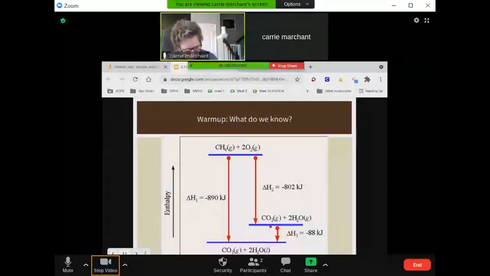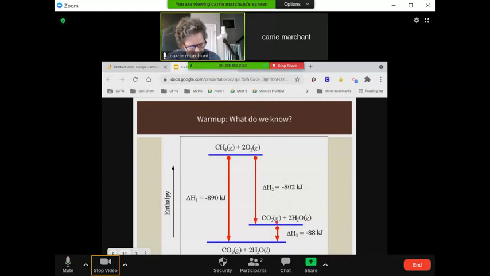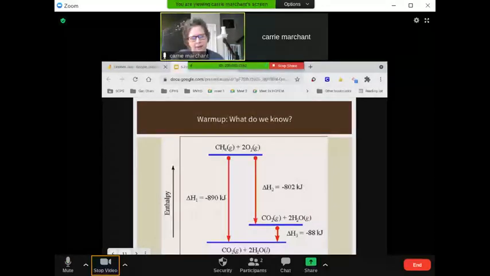One of you noticed that we have the products over here, but water is a gas, whereas on the very bottom, the water is a liquid. So the difference between carbon dioxide and water when it's a gas to carbon dioxide and water when it's a liquid, and there's 2 moles of water, that's how we got that change in enthalpy right there.